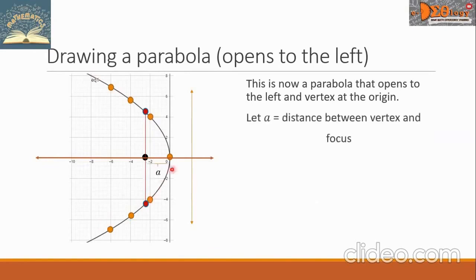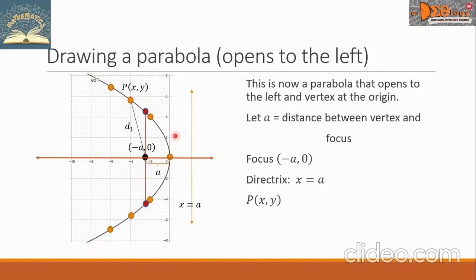We let a be the distance between vertex and focus. It means to say the focus has the coordinates now negative a, 0. And the directrix has equation x equals a. We take one point of the parabola, say this point. We put this P with coordinates x, y. And this point represents all the points of the parabola.